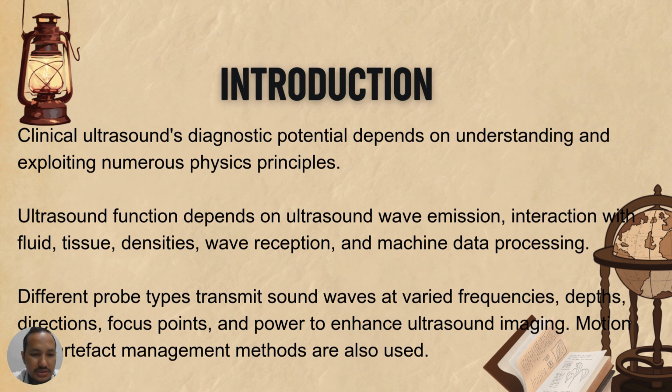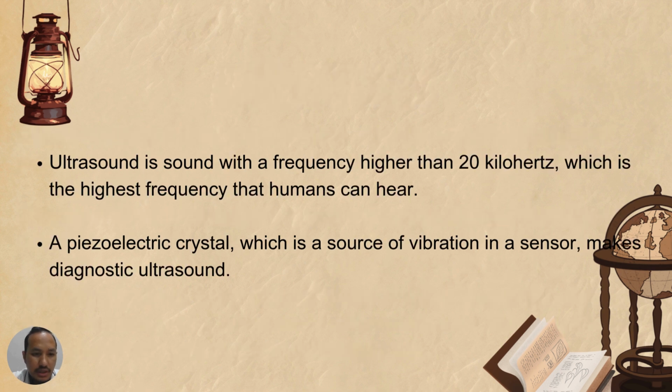Different probe types transmit sound waves at varied frequency, depth, direction, focus point, and power to enhance ultrasound imaging. Motion and artifact management methods are also used. Ultrasound is sound with a frequency higher than 20 kHz, which is the highest frequency that humans can hear.